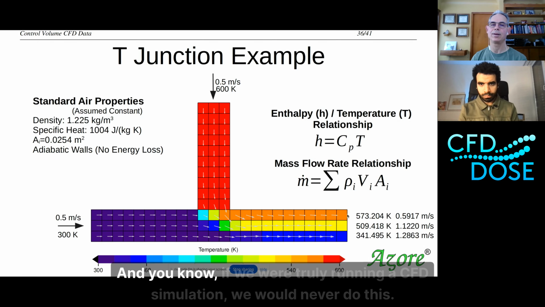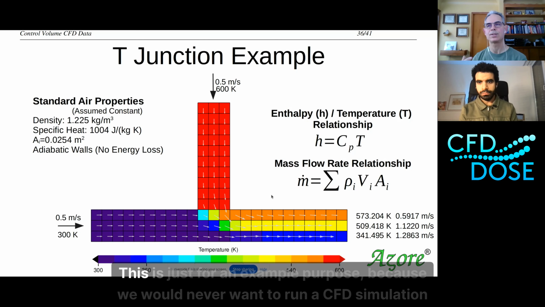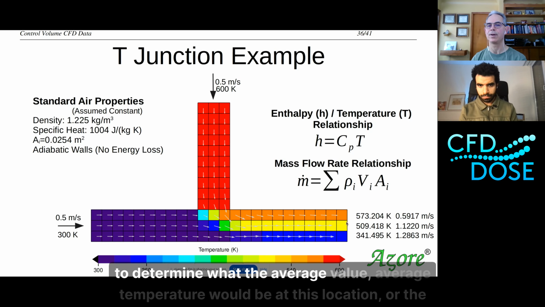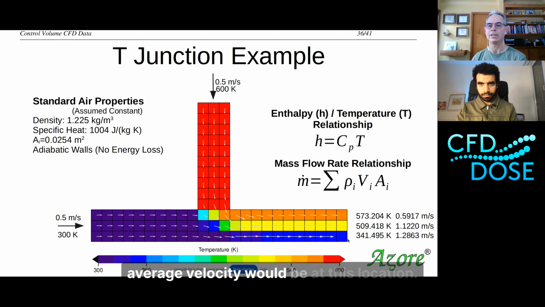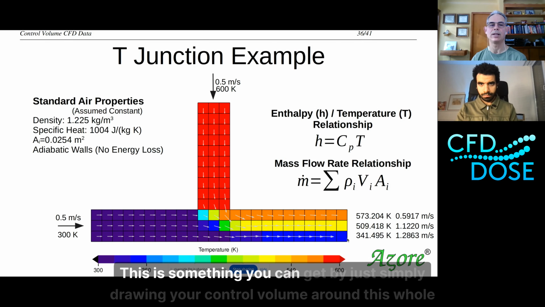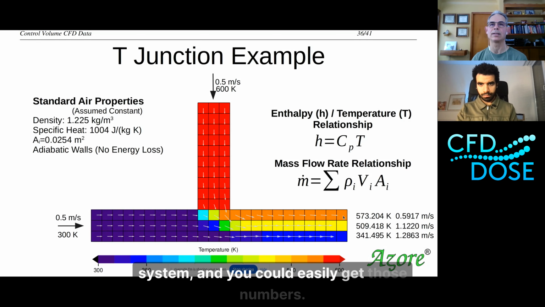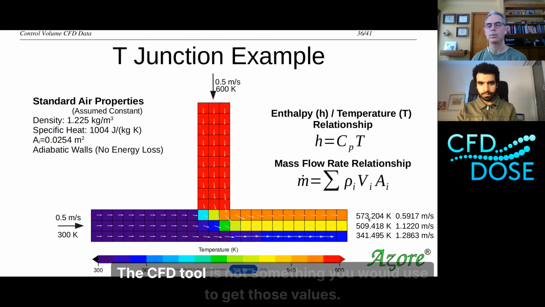And if we were truly running a CFD simulation, we would never do this. This is just for example purposes, because we would never want to run a CFD simulation to determine what the average temperature would be at this location, or the average velocity would be at this location. This is something you can get by simply drawing your control volume around this whole system, and you could easily get those numbers. The CFD tool is not something you would use to get those values.